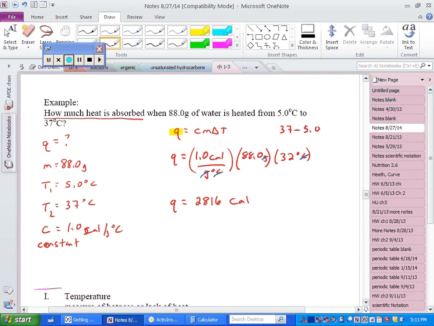But when we look at our information, our original numbers were only allowed 2 significant figures. So we're going to round to 2,800 calories.